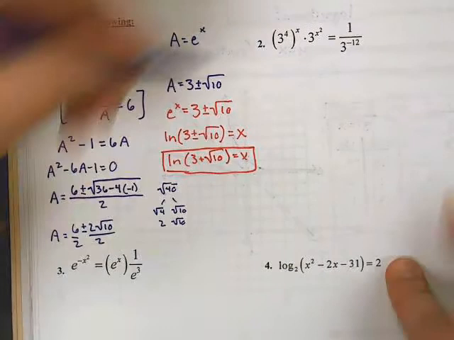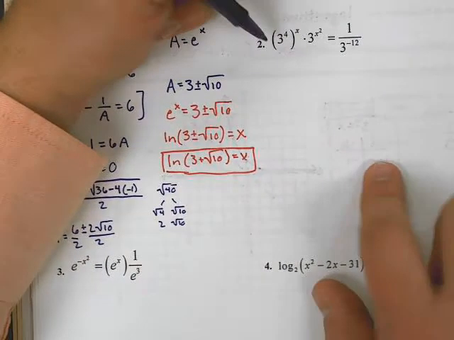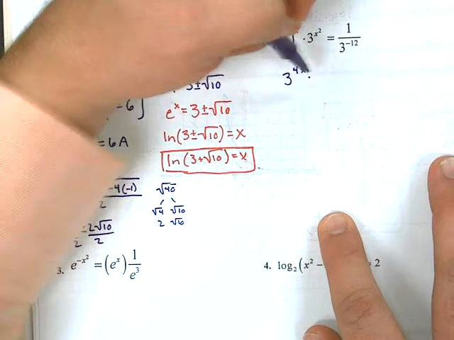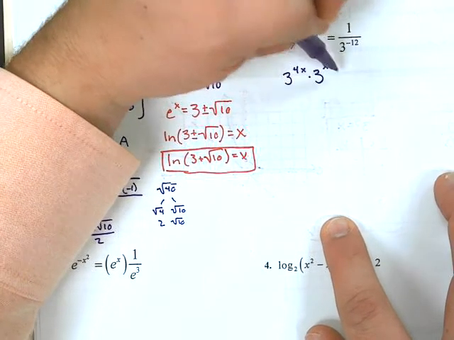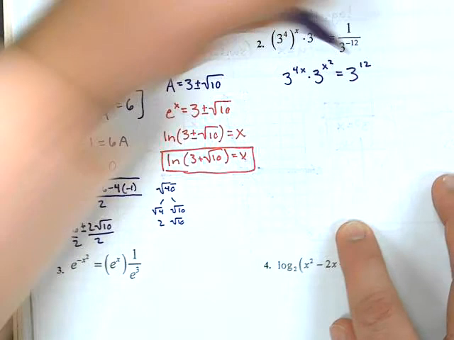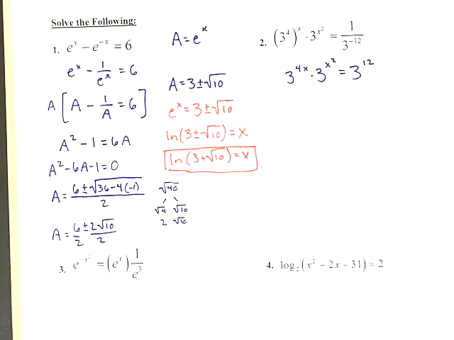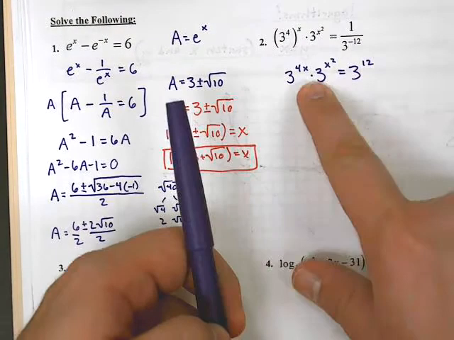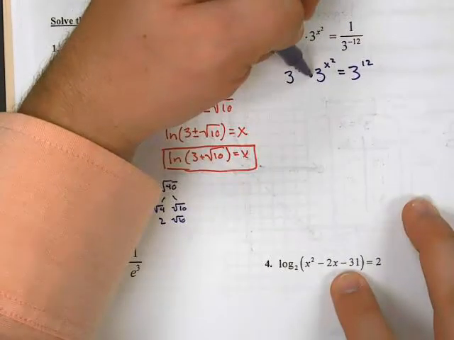What about on this next one? Let's take a look. Let's clean this up as much as we can, so I have 3 to the 4x times 3 to the x squared. Ooh, 3 in the bottom. I can bring that to the top. Okay, this one looks a little nicer to me, and right off the bat, I know I can keep going. Why? Because I have a multiplication sign.